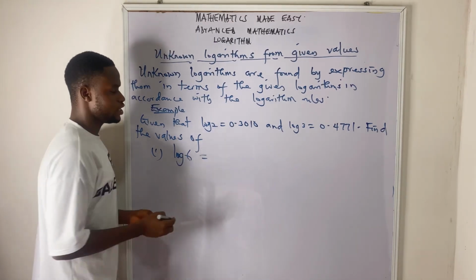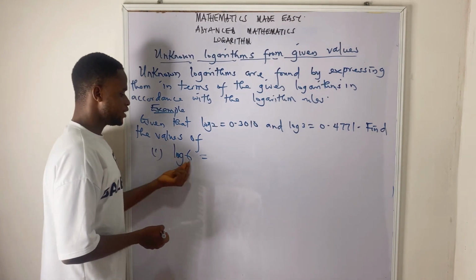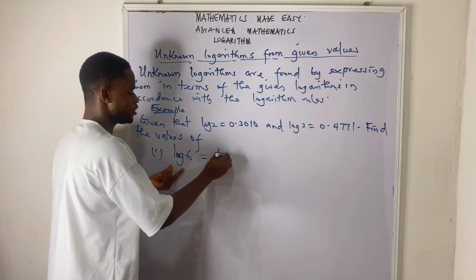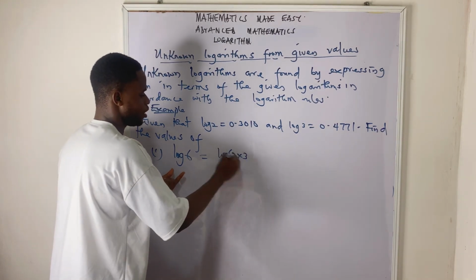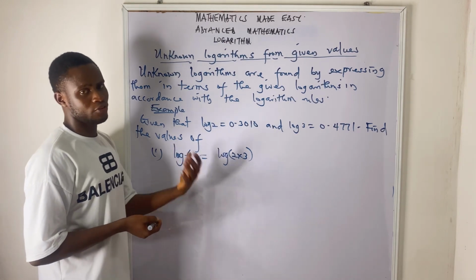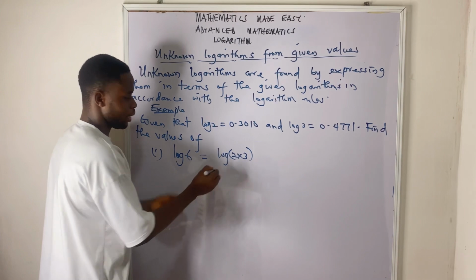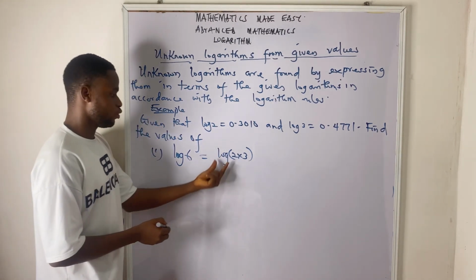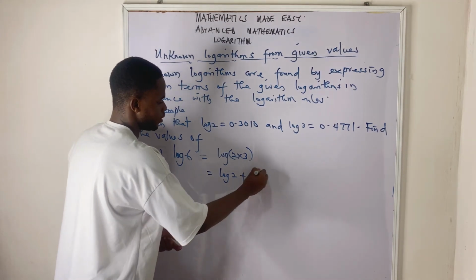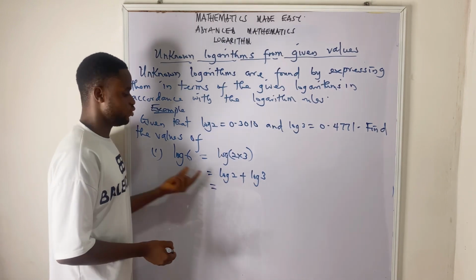So let's consider log 6 now. Let's express log 6 in terms of the given logarithm. Log 6 can be expressed as what? 2 times 3. So we express log 6 to be log 2 times 3. And don't forget, from the rules of logarithm, whenever you are adding two logarithms together, you multiply the numbers. So we can express this in terms of that rule, changing into the addition law. So this gives us log 2 plus log 3. And substitute the given values to it. And that is how you can get the unknown logarithm.